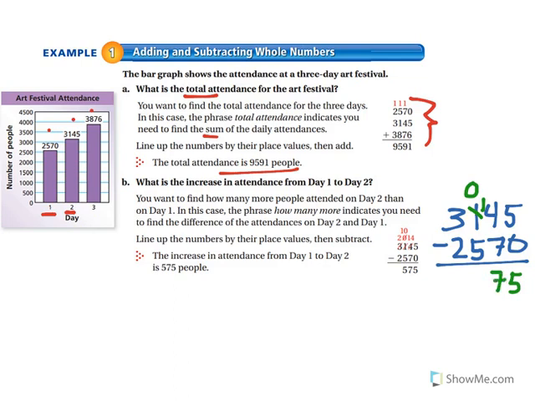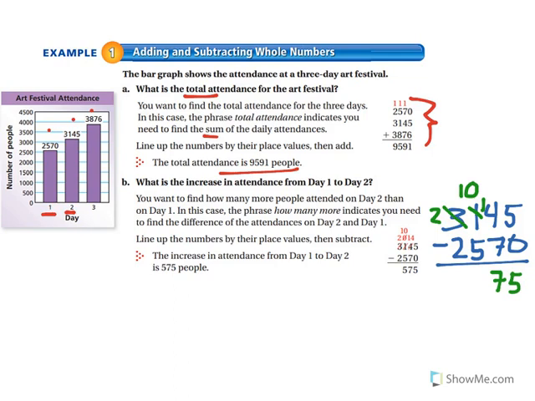Now again, I have 0 minus 5, so I can't do that. So I'm going to have to borrow from the 3. The 3 becomes a 2, and that 0 now becomes a 10. So basically what I'm doing is, where that 3 is, it has the value of 10 of what's in the place value to the right of it.